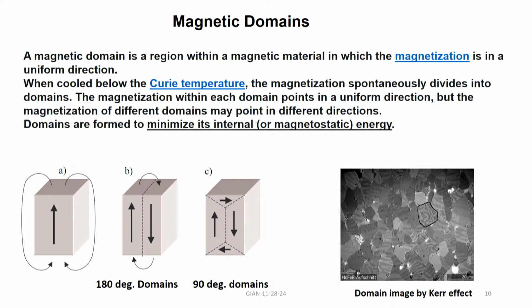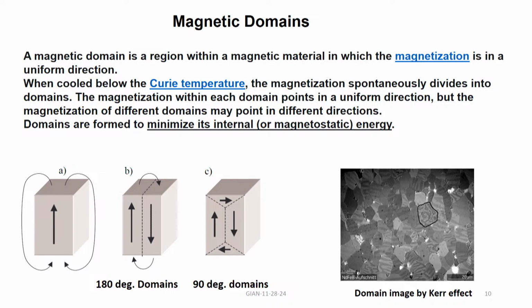So, these are two domains, these are 180-degree domains, and this has a little bit less magnetostatic energy compared to the previous one. But the third one has even much less magnetostatic energy. These are 90-degree domains. As you see here, the field lines are confined to the interior of the material, that is the minimum energy state.